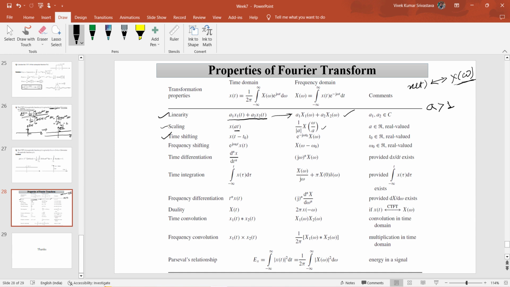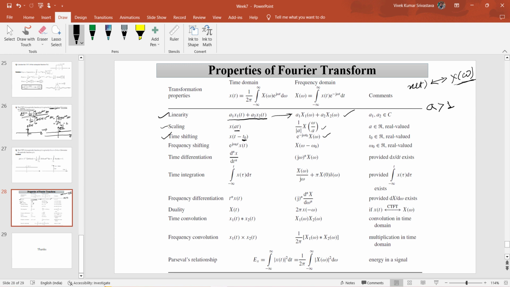Now the time shifting property: if you have the signal x of t minus t naught, the corresponding Fourier transform is given as e raised to the power minus j omega t naught into X of omega. It means that for the factor by which you are shifting the time, in the frequency domain it will be multiplied by a factor e raised to the power minus j omega t naught.